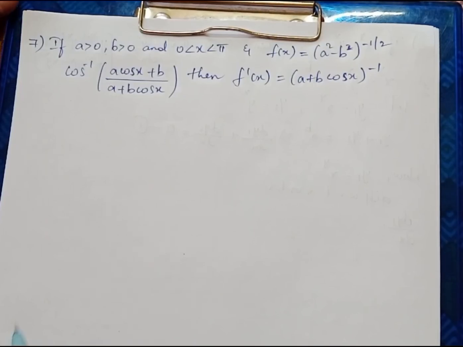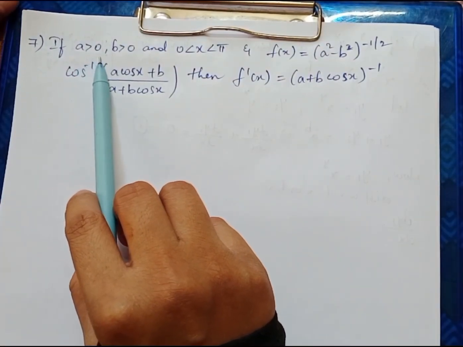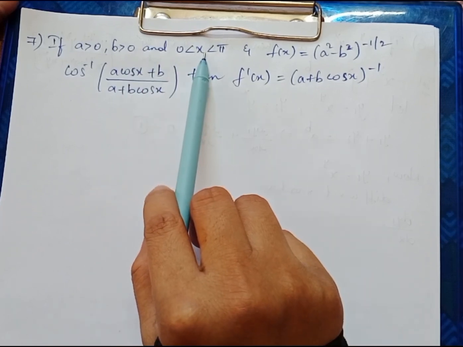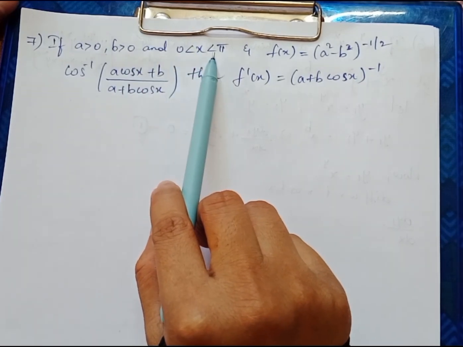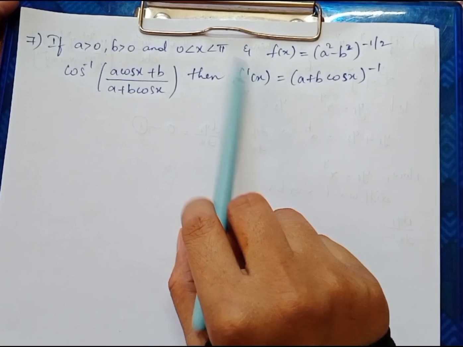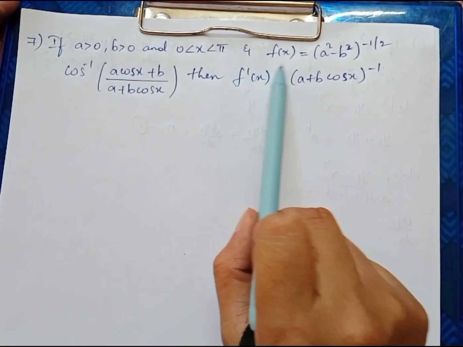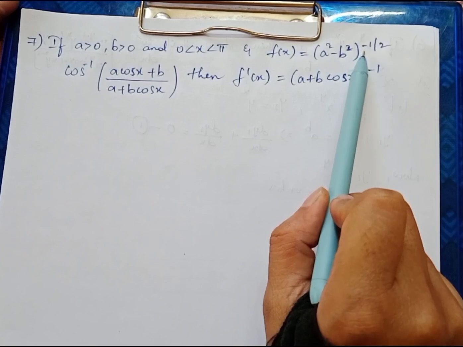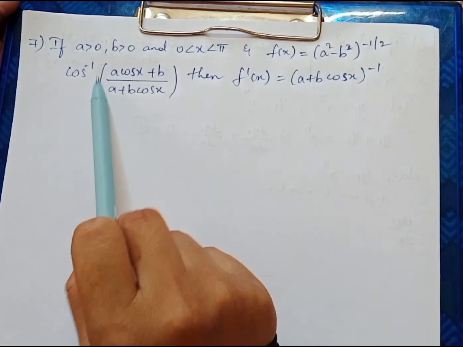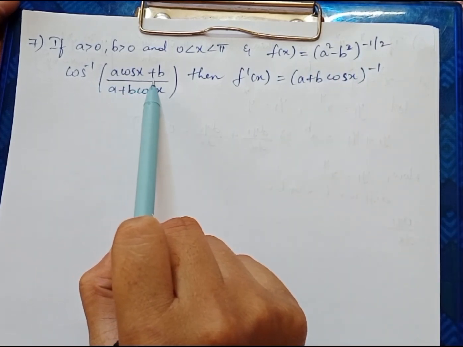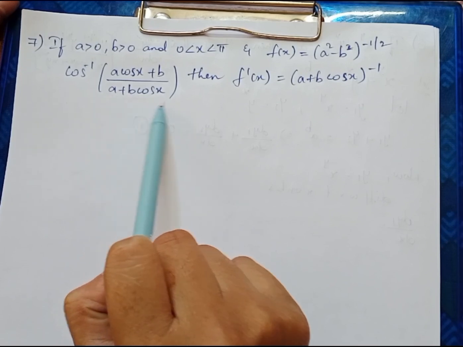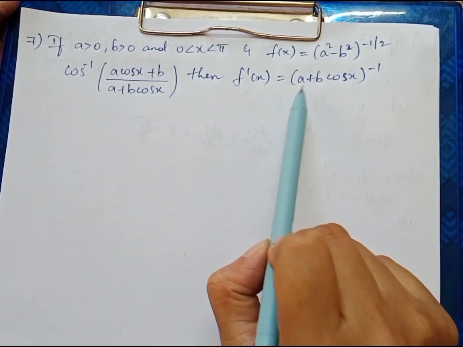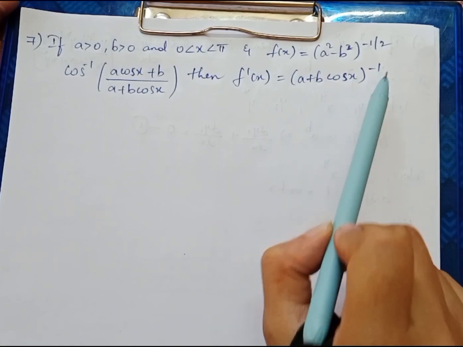So our next question is, if a is greater than 0 and b is also greater than 0 and x value is greater than 0 and less than pi, which is 180. So the given equation f of x is equal to (a square minus b square) whole power minus 1 by 2 into cos inverse of (a cos x plus b) by (a plus b cos x). Then the derivative of the given equation should be equal to (a plus b cos x) whole inverse.